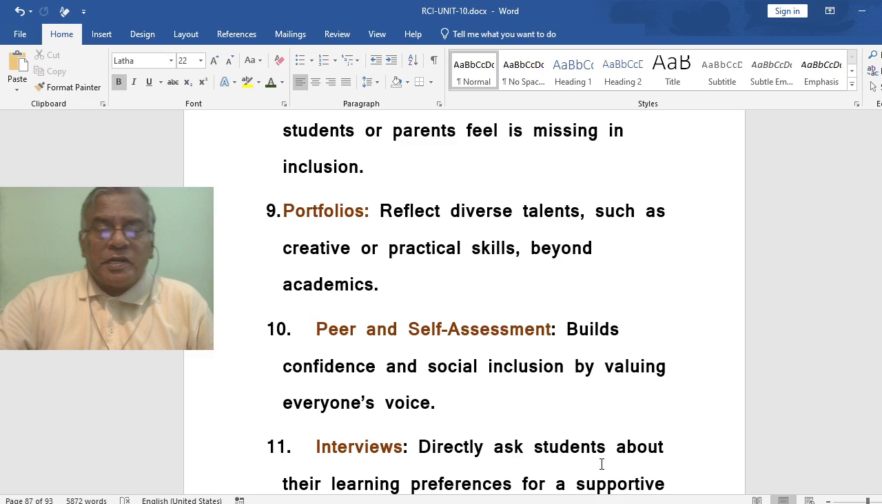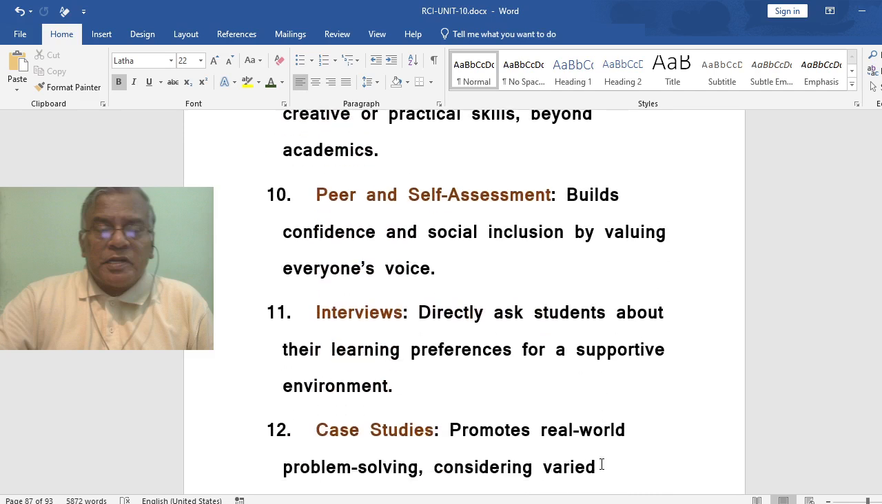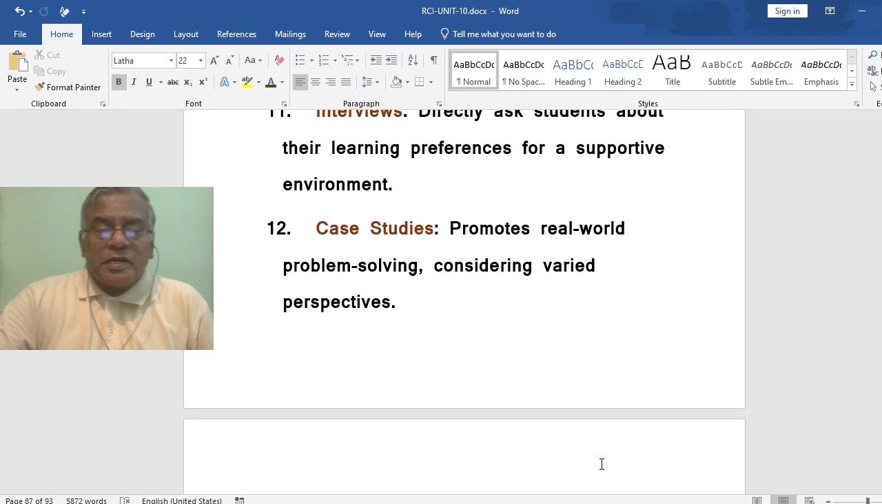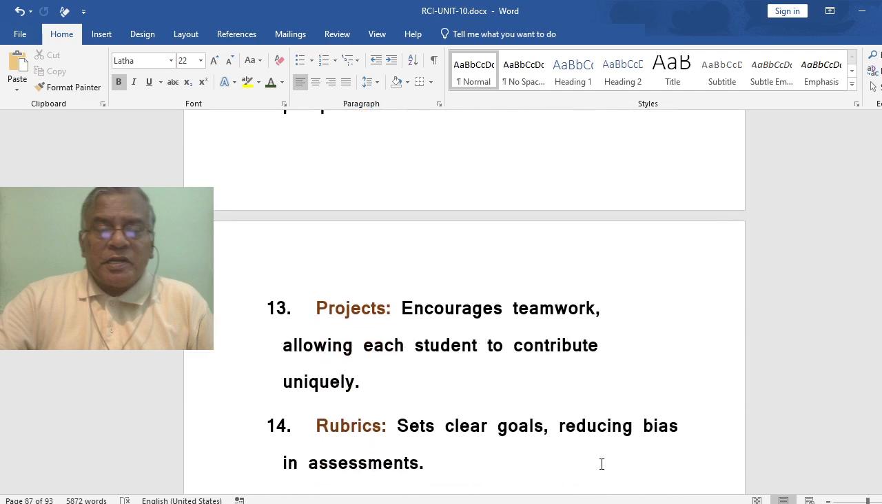Portfolios, all the activities of the students. Peer and self-assessment. It builds confidence and social inclusion by valuing everyone's voice. Interviews. It directly asks students about their learning preferences for a supportive environment. Then case studies. It promotes real-world problem solving considering varied perspectives, different perspectives.